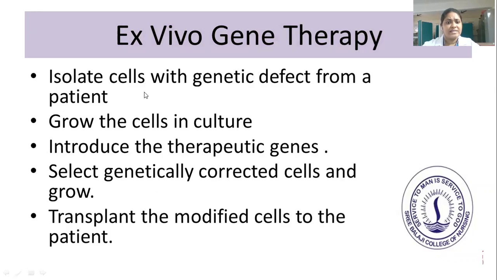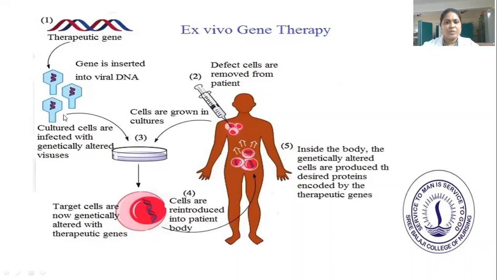The cells with genetic defects are isolated from a patient and grown in culture. Then the therapeutic genes are introduced, and the genetically corrected cells are selected and grown, and then the modified cells are transplanted to the patient. So in this picture, you can see how they are doing ex vivo gene therapy. First, the therapeutic gene is inserted into the viral DNA, and the cultured cells are infected with a genetically altered virus.